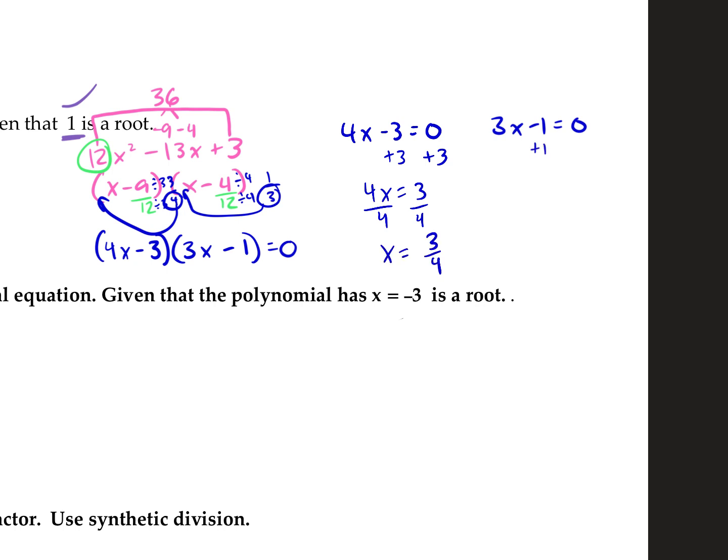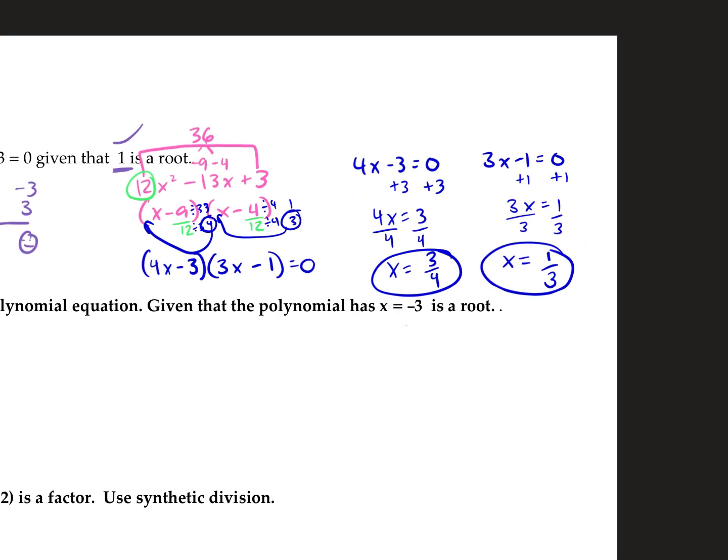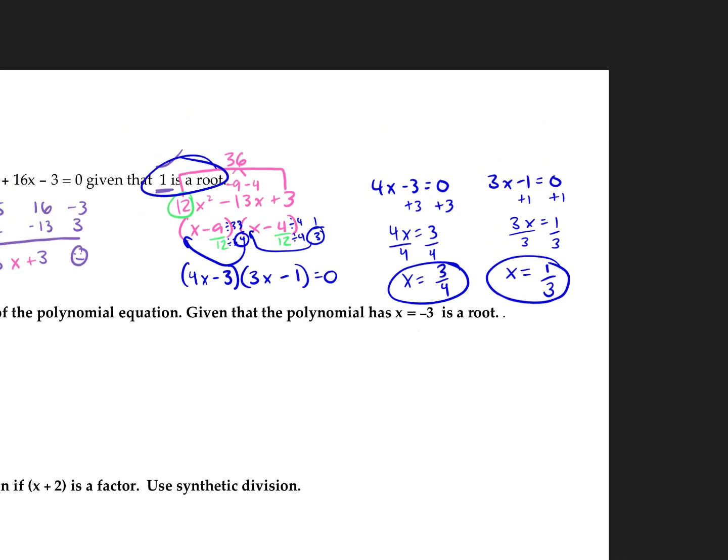Do the same thing with our other equation here. Add 1 to both sides. So 3x is equal to 1. And divide by 3. So x is equal to 1/3. So these are the other two solutions. So 1 is a solution, and our other solutions are 3/4 and 1/3.